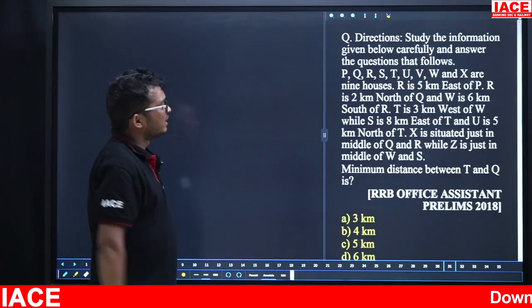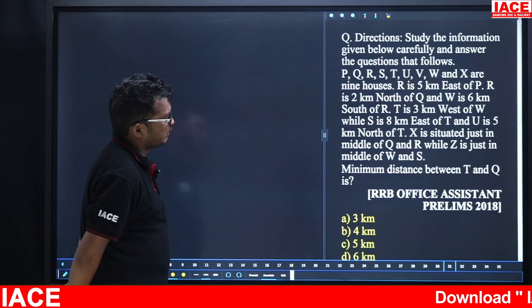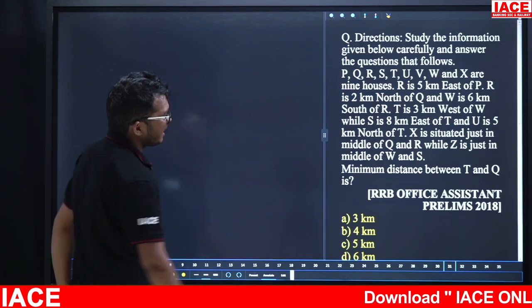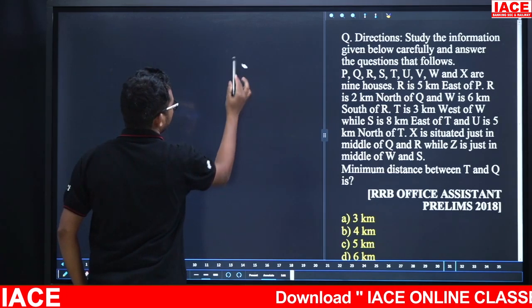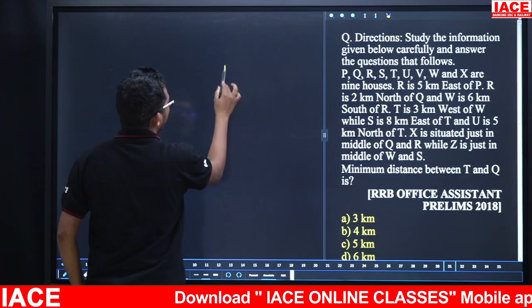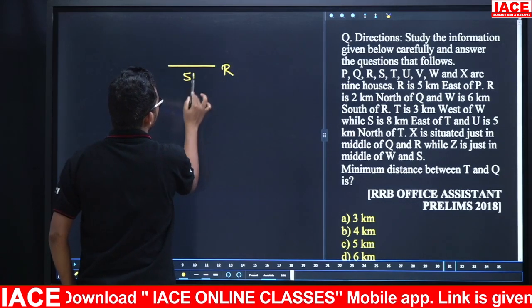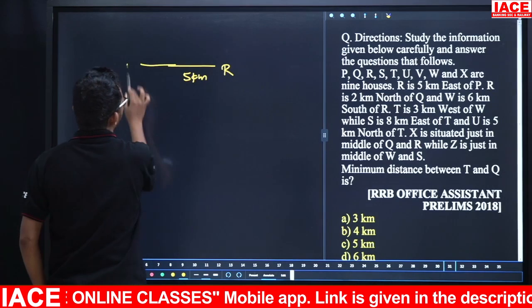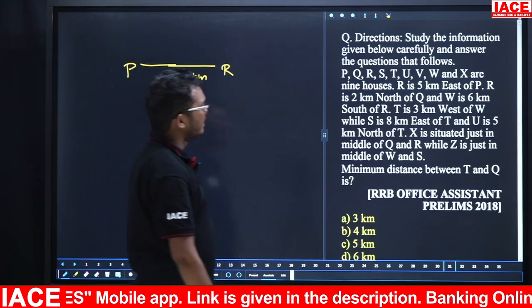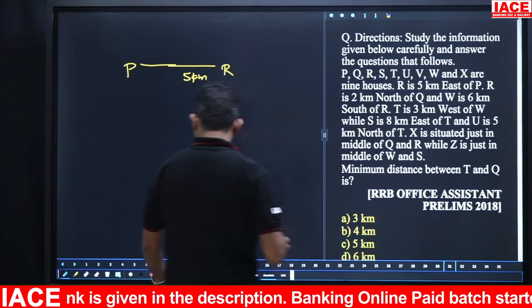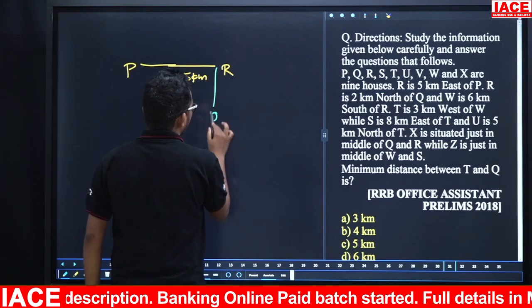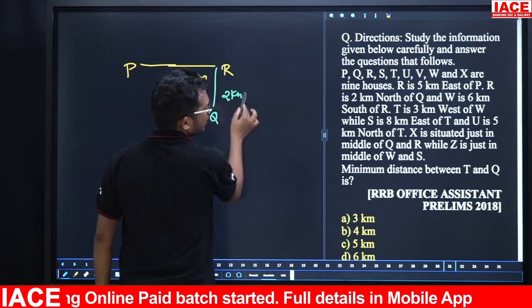Yes, time up. P, Q, R, S, T, U, V, W and X are 9 houses. R is 5 km east of P. Friends, take care. This R is 5 km here east of P. Next one, R is 2 km north of Q. Take here R. This R is 2 km north of Q.